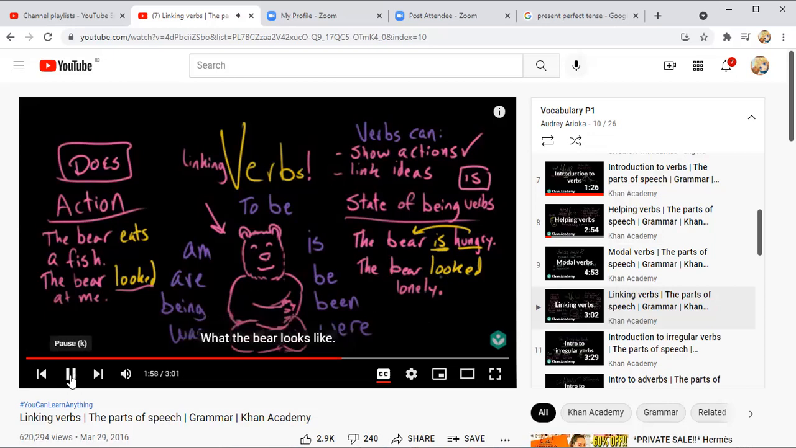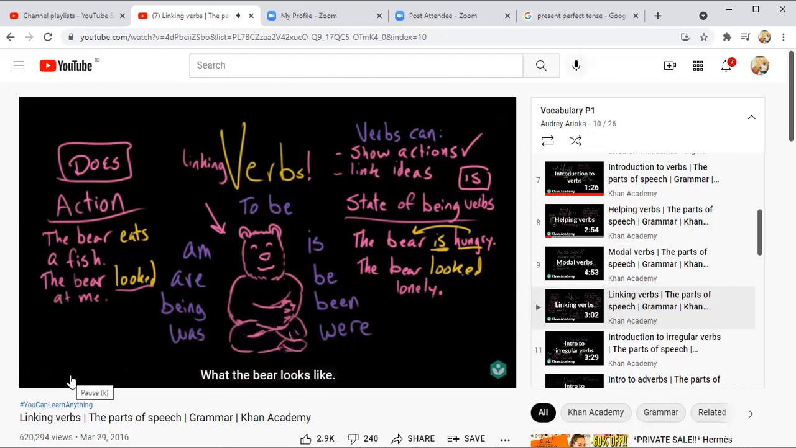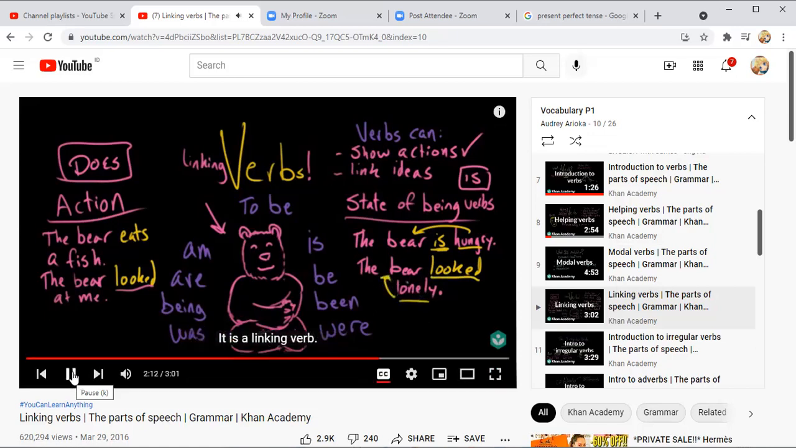What the bear looks like. Because looking is not something the bear is doing, it's how the bear appears to a viewer. So, looked, is linking, not only to bear, it's linking. But yeah, it's similar. It just has a different meaning.